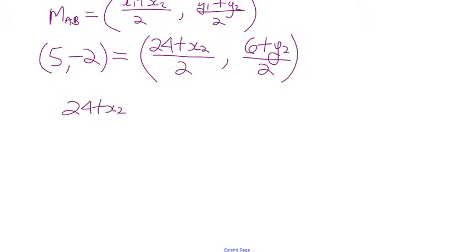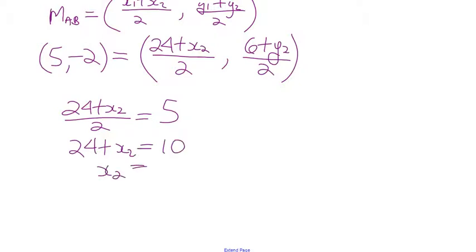How do we solve? What's 24 plus x2 over 2 equal to? 5. So, a little simple algebra gets us to x2 is equal to? -14.